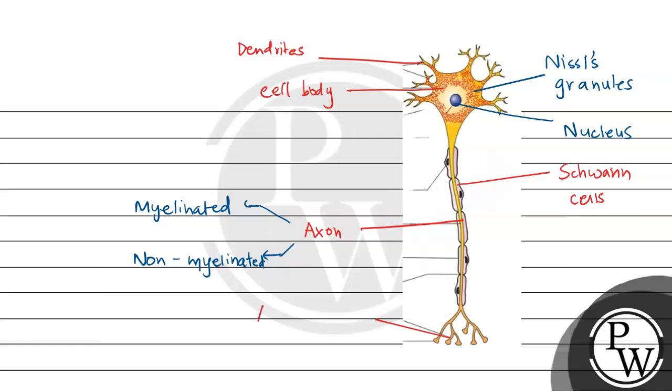This region is called the axon terminus, where the axon terminates. And these regions are called the synaptic knobs. So axon terminals basically end in bulb-shaped structures called the synaptic knobs. Synaptic knobs are basically bulb-shaped endings in which the neurotransmitter is present.